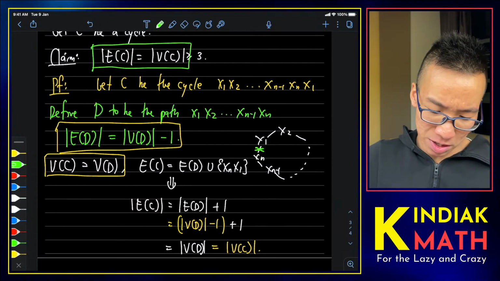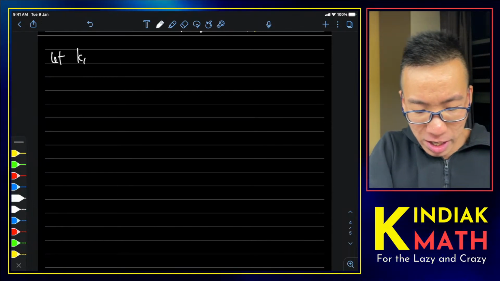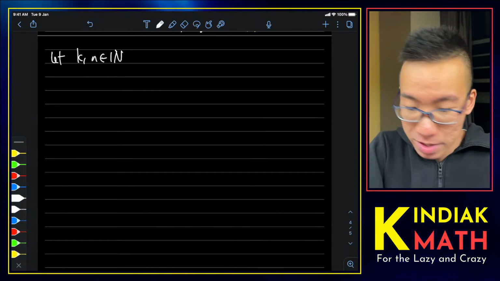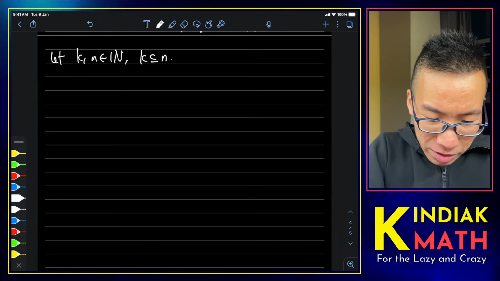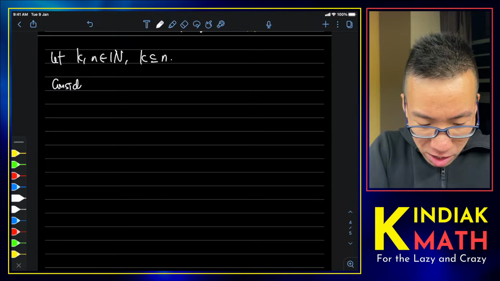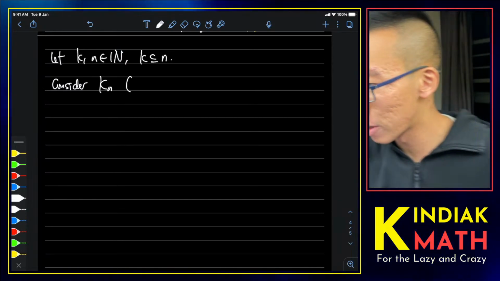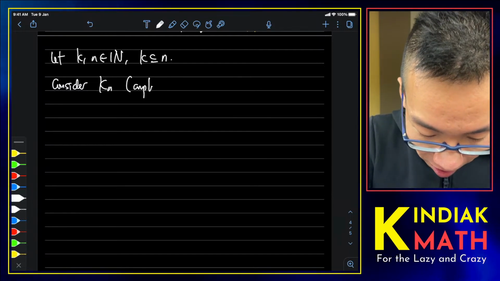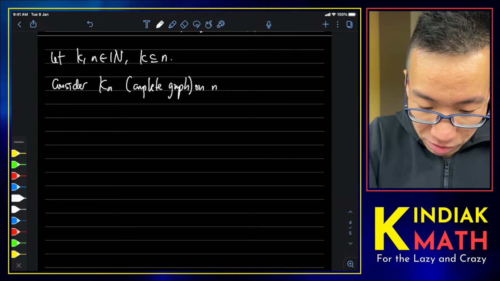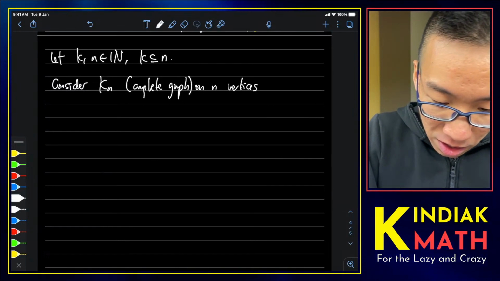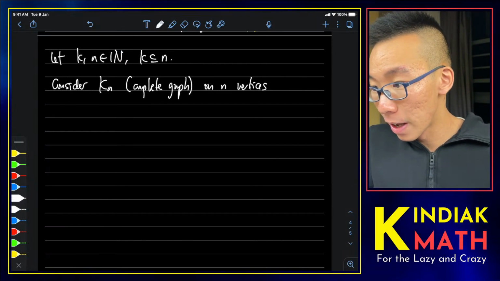Okay, so here is the question. We're going to let k and n be natural numbers. We're going to assume that k is not more than n, and we are going to consider K_n. What this refers to is a complete graph. This is a complete graph on n vertices, right?